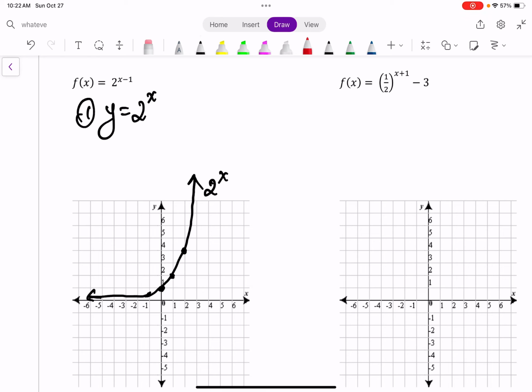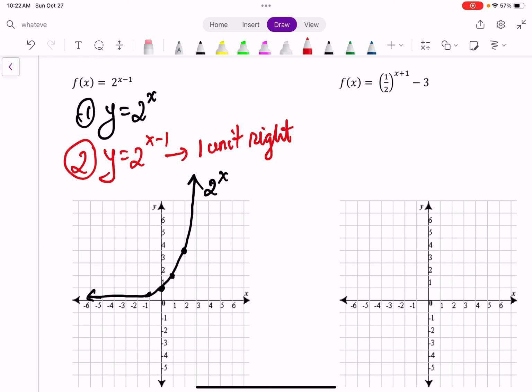And then there's only one transformation in it. The -1 simply makes the graph shift 1 unit to the right, as always. So I'm taking these bubbled in points that I've had and just shifting them to the right.